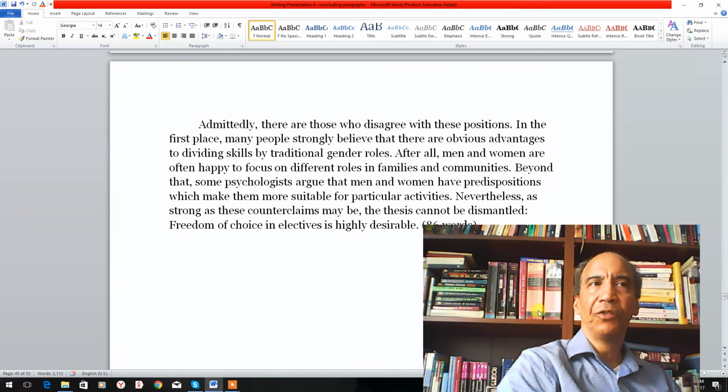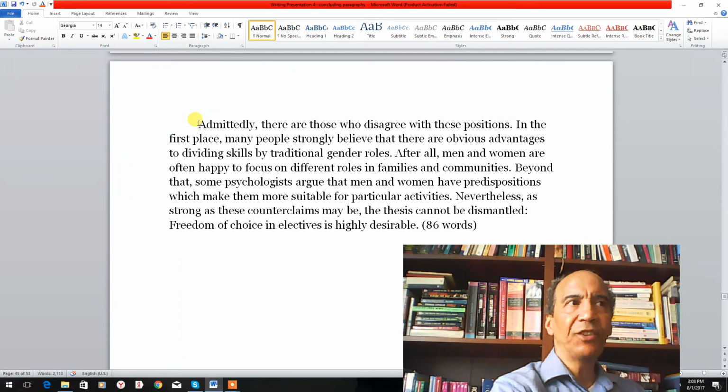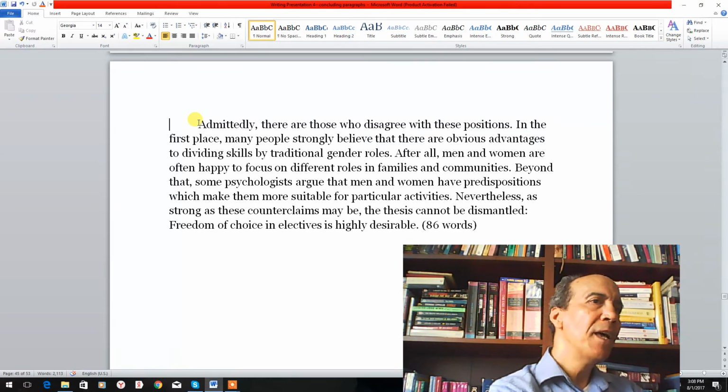Admittedly, there are those who disagree with these positions. In the first place, many people strongly believe that there are obvious advantages to dividing skills by traditional gender roles. After all, men and women are often happy to focus on different roles in families and communities. Beyond that, some psychologists argue that men and women have predispositions which make them more suitable for particular activities. Nevertheless, as strong as these counterclaims may be, the thesis cannot be dismantled. Freedom of choice in electives is highly desirable.